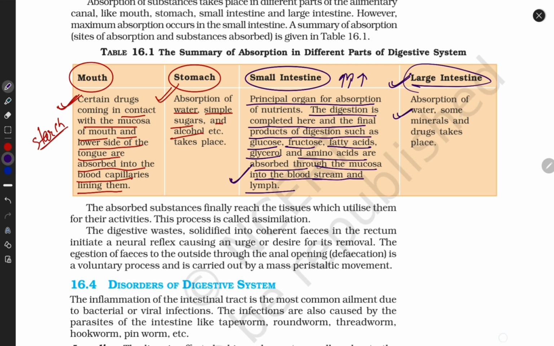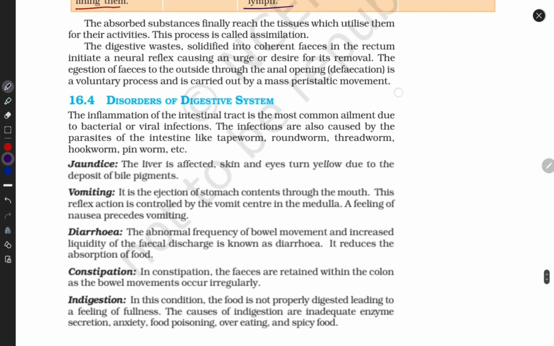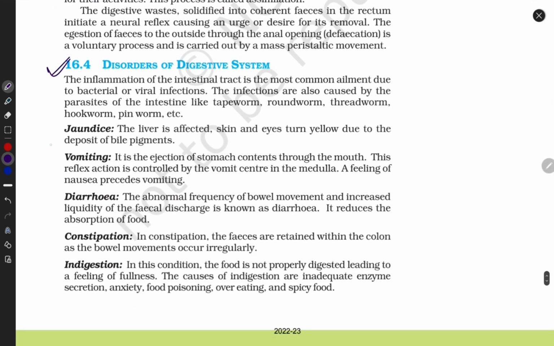Mainly they absorb water and some minerals and some drugs also. So this is your master slide, your master table. You can remember this thing. This is important. Now, some disorders related with the digestive tract, like jaundice, vomiting, diarrhea, constipation, indigestion. Let's read one by one.